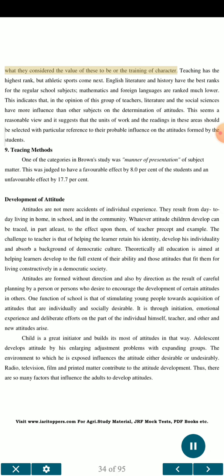what they considered the value of these to be for the training of character. Teaching has the highest rank, but athletic sports come next. English literature and history have the best ranks for the regular school subjects. Mathematics and foreign languages are ranked much lower. This indicates that, in the opinion of this group of teachers, literature and the social sciences have more influence than other subjects on the determination of attitudes.